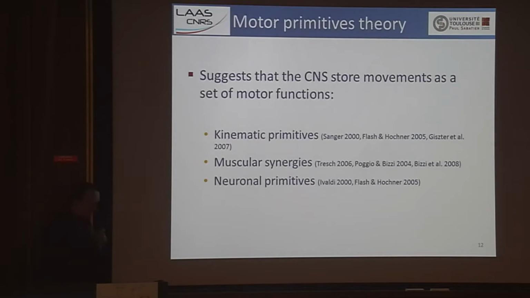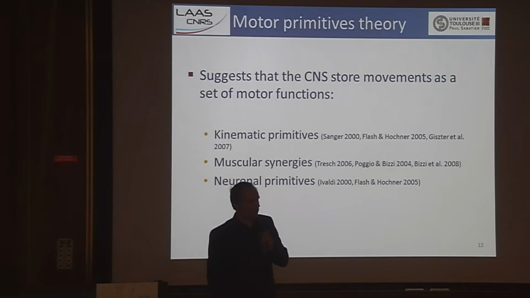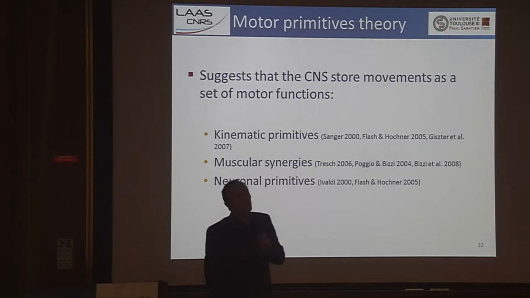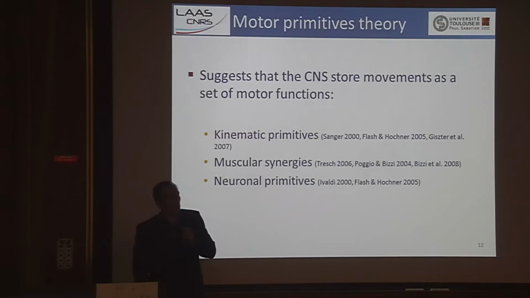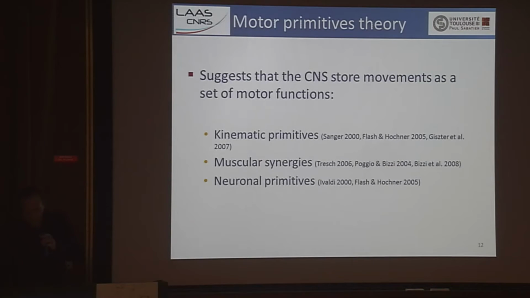The optimal control, I will explain why later, is not optimal for walking movement. It can't explain walking observations. So in the last 15 years, other authors suggest that we have motor primitive theory, and the motion is in these theories encoded. Humans encode a set of motor functions, and the authors propose that at different levels. So there could exist kinematic primitives, or muscular synergies, or neuronal primitives. I will explain briefly these three elements.